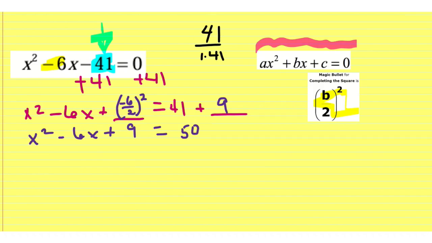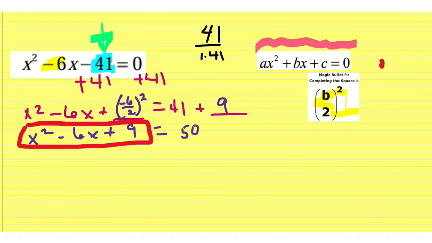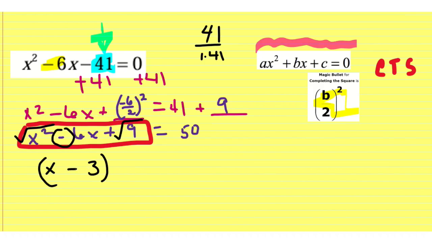Okay, and like we said before, this piece right here is a perfect square trinomial, and that means that we have completed the square. So we've done that process now. Now that we have turned this into a perfect square trinomial, that means I can factor it according to a pattern. So the square root of x squared goes in the front, the square root of 9 goes in the back, and the sign that's in the middle comes down, and then I square that. Okay, and that's going to be equal to 50.